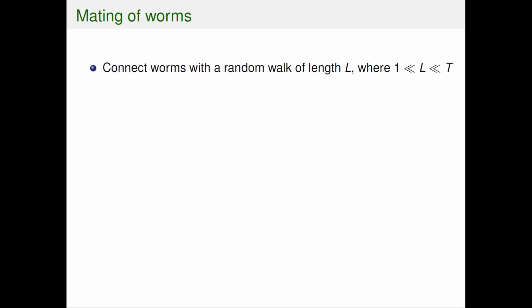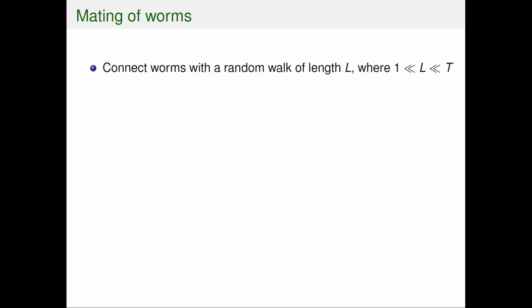The big idea here is that we do not force one guy to end at the point where the other guy starts. That would be too restrictive. So we don't want them to exactly match, but we want to connect them with some sort of rubber band, an elastic band. And that elastic band is going to be a random walk of length L.